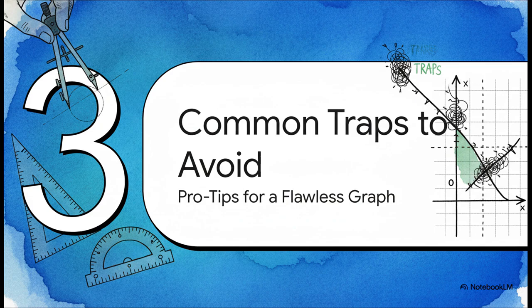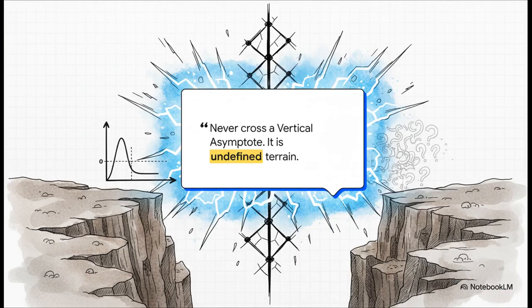Okay, so now that we've seen the plan work, let's talk about some common traps to avoid. These are the pro tips that'll help you get a flawless graph every single time. This is rule number 1. It's fundamental. It is absolutely non-negotiable. You can never cross a vertical asymptote, ever. Think of it like a giant invisible electric fence. The graph can get really, really close to it, but it can never touch or cross it because the function literally doesn't exist there. It's forbidden territory.